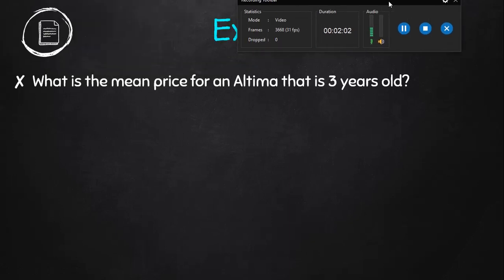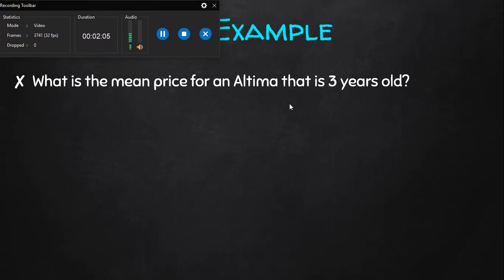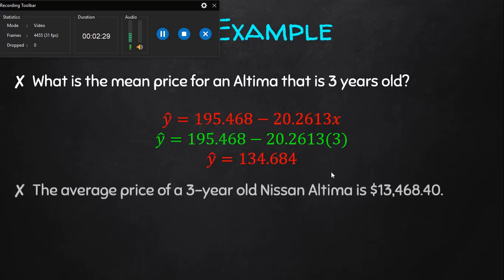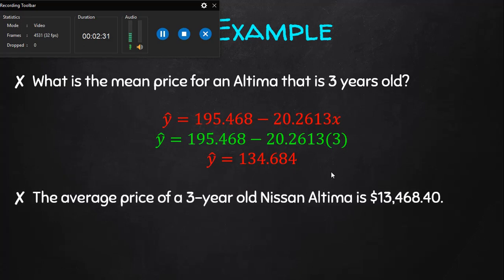So now what we're going to do is calculate the average price for an Altima that's 3 years old. This is not something that was in our original data, so we'll use our least squares regression line to calculate its predicted value. I'm going to take the equation that I wrote on the last slide and substitute 3 in for x. This is the value that I'll obtain for a 3-year-old vehicle. Remember, this is price per 100, so its actual cost is over $13,000.